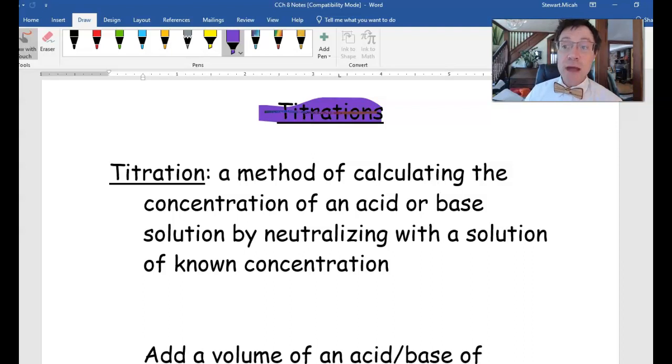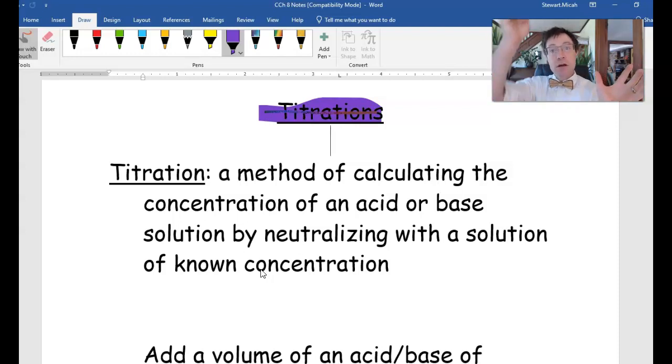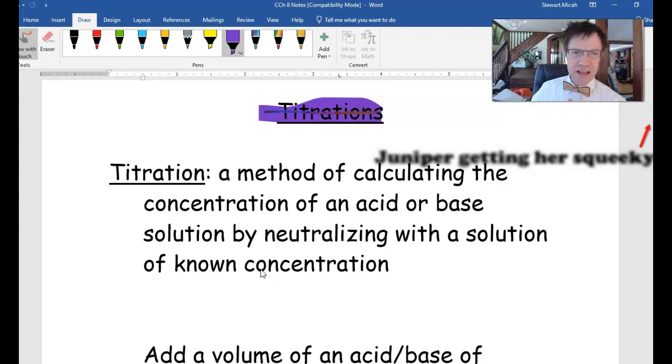And what is a titration, you may ask? Well, it is a method of calculating the concentration of an acid or base solution by neutralizing it with a solution of known concentration. So if we have an acid solution and we don't know its concentration, we add base that we make ourselves so we know what the concentration is until it's neutral. And then we just do some backwards calculations. If we have a base and we don't know the concentration of the base, we make an acid very carefully so that we know the concentration. We add it in there, neutralize, do some calculations. We'll get to the calculations in just a minute.